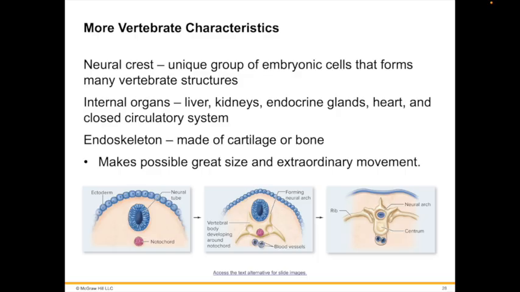Internal organs characteristic of vertebrates include the liver, the kidneys, and endocrine glands. Ductless endocrine glands secrete hormones that help regulate many of the body's functions. All vertebrates have a heart and a closed circulatory system. In both their circulatory and their excretory functions, vertebrates differ markedly from other animals. And the endoskeleton of most vertebrates is made up of cartilage or bone. Cartilage and bone are specialized tissues containing fibers of the protein collagen compacted together. Bone also contains crystals of calcium phosphate.